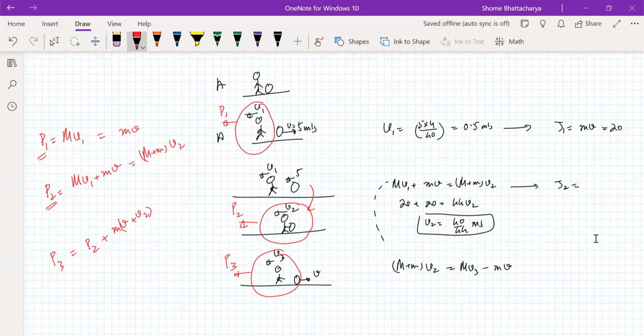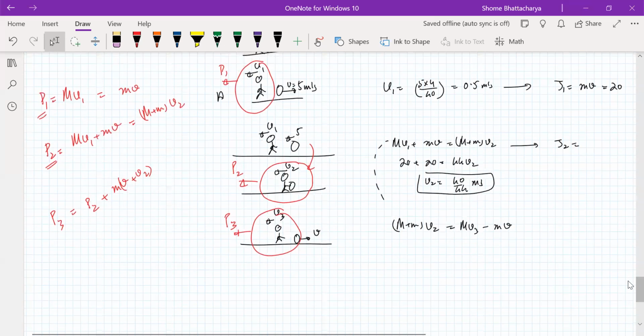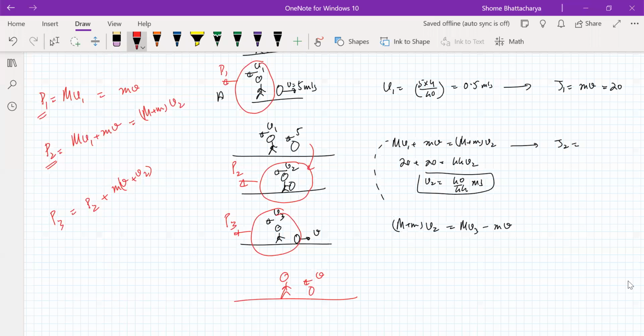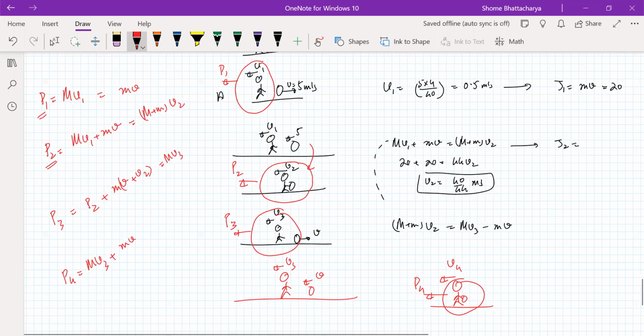Okay. So I think now we will see a pattern forming. Next time he receives the ball, what is happening? The ball is coming at this velocity and he is having this velocity v3, no? So this whole thing's momentum is P4 now. So P4 is equal to mv3 plus mv. So now do we see a pattern forming here? I'm just writing the series here.